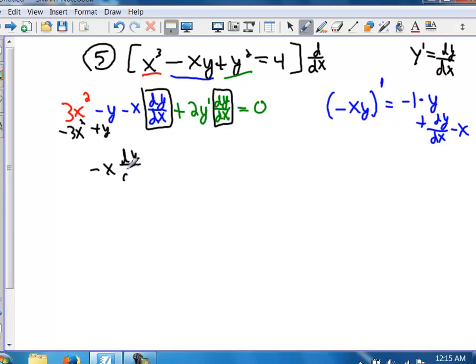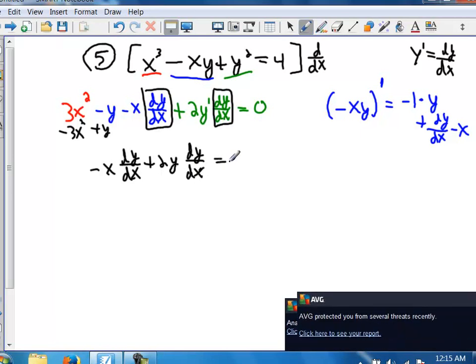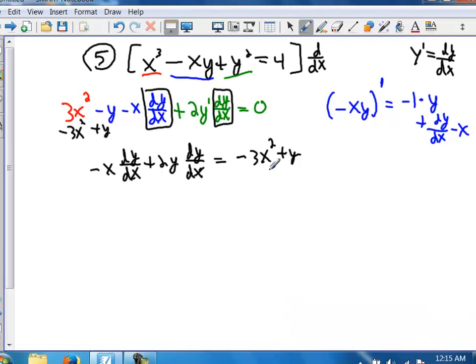So I now have negative x dy/dx. We'll go a little bit slower here. Sorry if the pen is making a nasty scratching noise. I don't have a mic attached right now, so we're dealing with that issue. So here's negative 3x squared plus y, that's fine. And so that's basically that. We've moved those terms over.